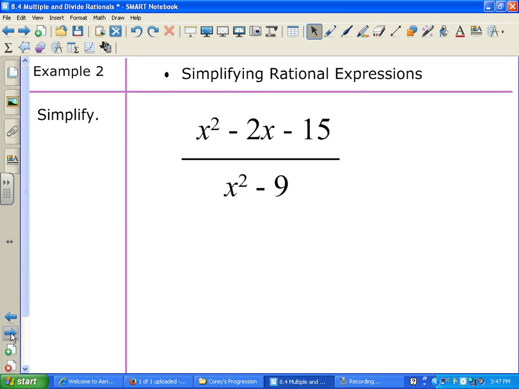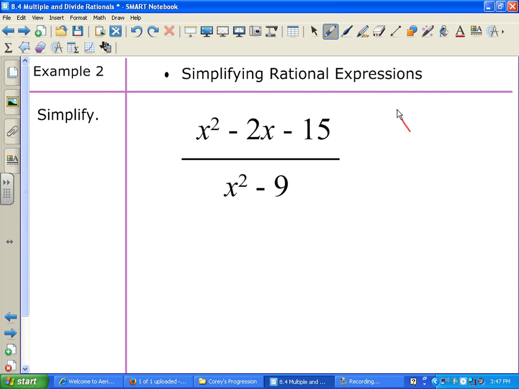Next problem. x squared minus 2x minus 15 over x squared minus 9. And again, I hope that at this point, today is one of those days that you're thinking to yourself, if all we're doing today is factoring, this is going to be easy, because that is all we're doing today. Factor the top, factor the bottom. Again, factor first, then simplify.